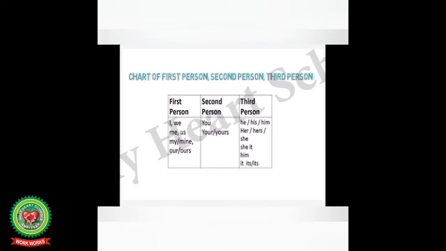Second person refers to the person we are talking to, or we can say that with whom we are talking. For example, you, your, yours, etc. Third person refers to the person about whom we are talking. For example, he, his, him, her, hers, she, it, its, etc. If we have these words in direct speech or reported speech, the rules are as follows.